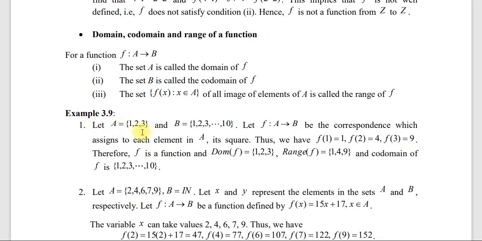Example 3.9.1. Let A equal 1 to 3 and set B contain 1, 2, 3 up to 10. Let f be a function from A into B, with the correspondence that assigns to each element in A its square. Thus we have f of 1 equals 1, f of 2 equals 4, f of 3 equals 9.